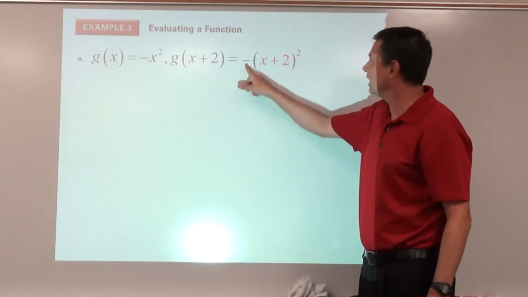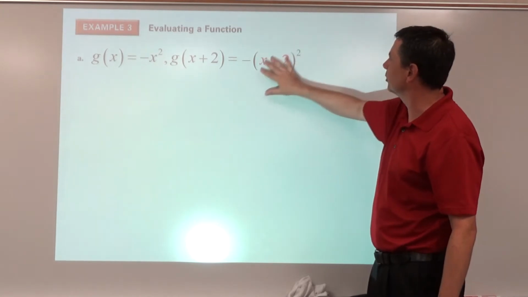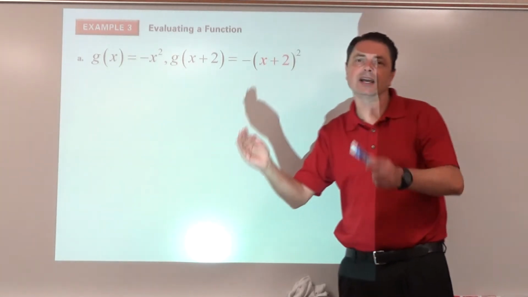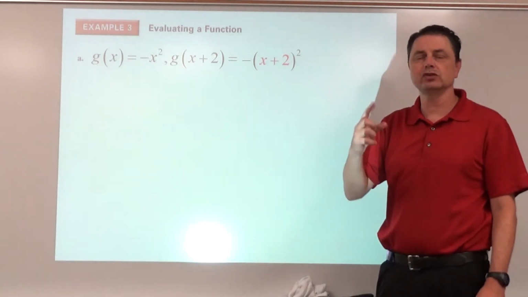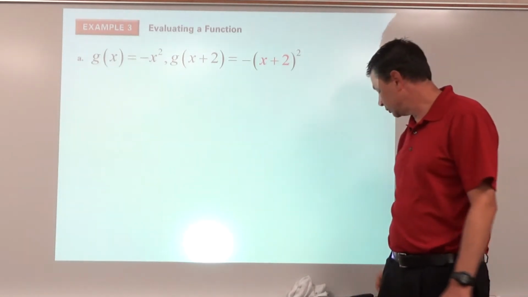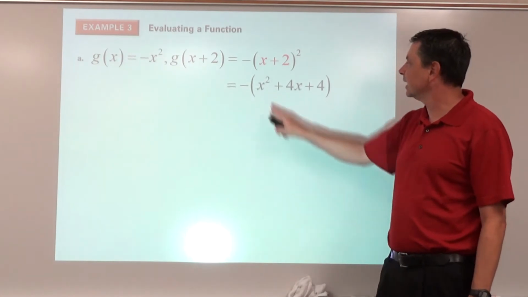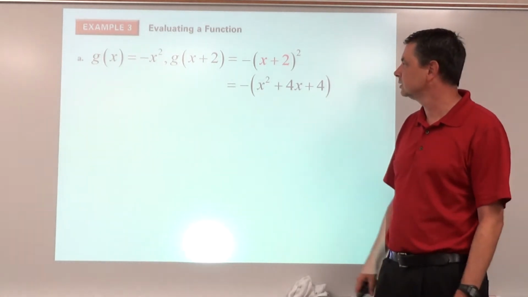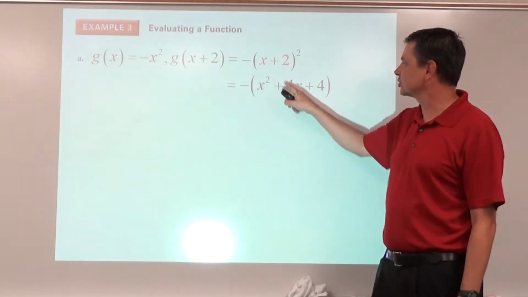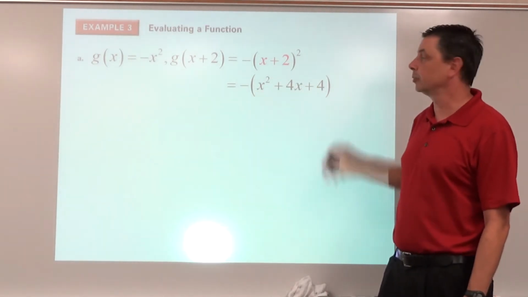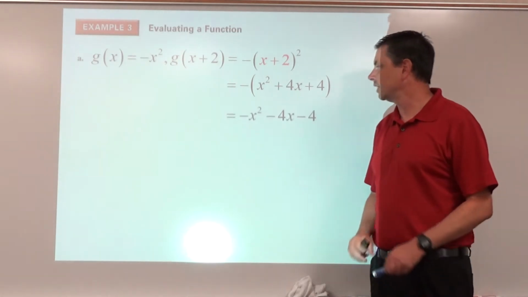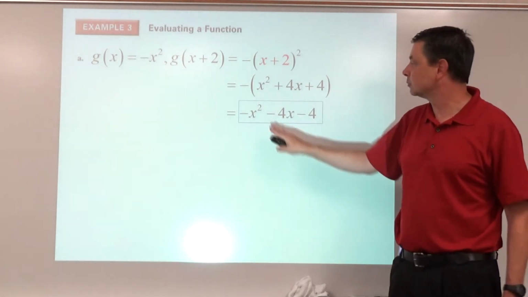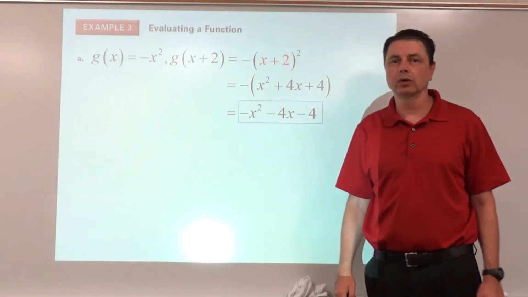So again, keeping the negative out in front, the squaring applies to this. So that means multiplying x plus 2 by itself, x plus 2 times x plus 2, which you can then double distribute to get x squared plus 4x plus 4 when you multiply that all out. And lastly, distribute the negative so we can remove the parentheses to get our final answer of negative x squared minus 4x minus 4.